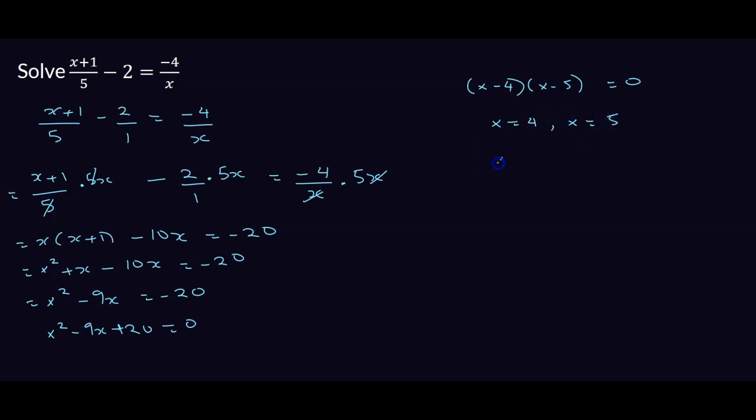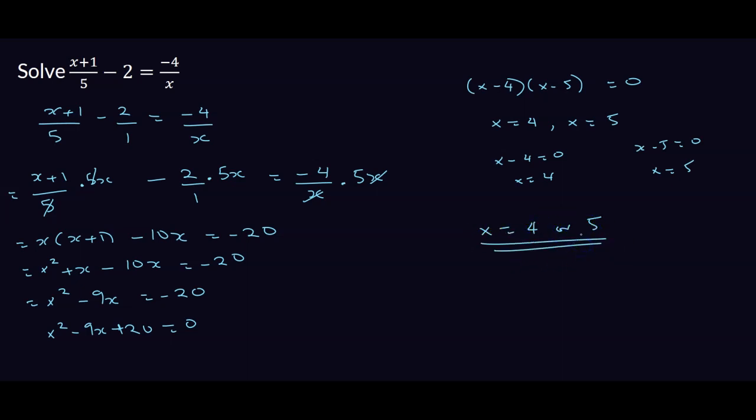And how do you do that? x minus 4 equal to 0, so x equal to 4. x minus 5 equal to 0, so x equal to 5. So therefore, x is going to be 4 or 5.